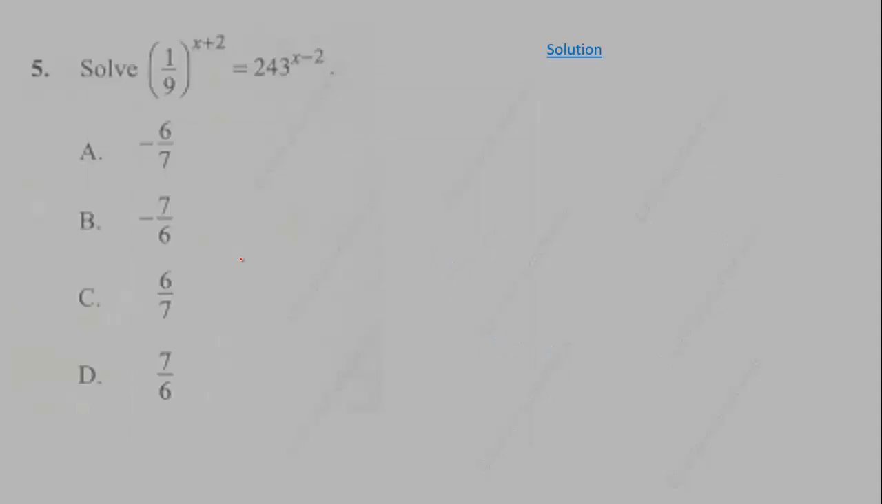Now let's move on to question 5. We have to solve the equation. Solve 1 over 9 exponent x plus 2 is equal to 243 exponent x minus 2. So this is the equation given to us. We seek to find a common base of the logarithms of the initial equations.